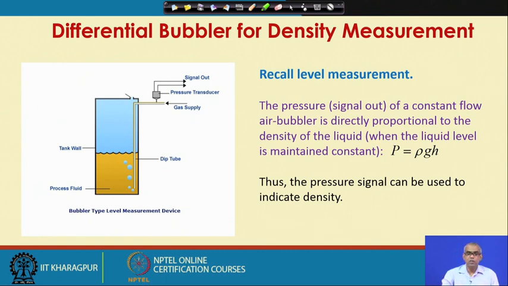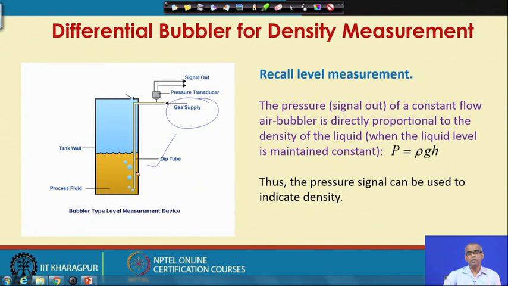Next, let us talk about differential bubbler for density measurement. First, let us talk about level measurement. Let us recall the level measurement. If you remember, we have talked about bubbler type level measuring device, which consists of a dip tube and then a regulated gas supply. So, a gas is supplied, let us say air or nitrogen, through this dip tube.